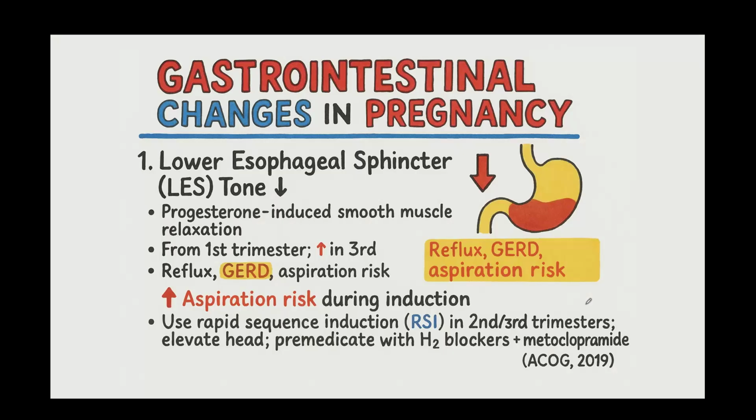Okay, we move now to the gastrointestinal changes in pregnancy. Let's start with the lower esophageal sphincter. The tone is decreased due to the progesterone effect, which induces smooth muscle relaxation. It's observed from the first trimester and peaks at the third trimester. That leads to reflux, gastroesophageal reflux, and aspiration risk.